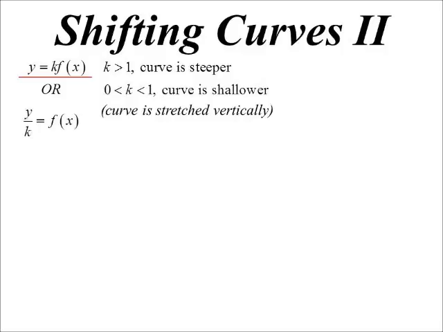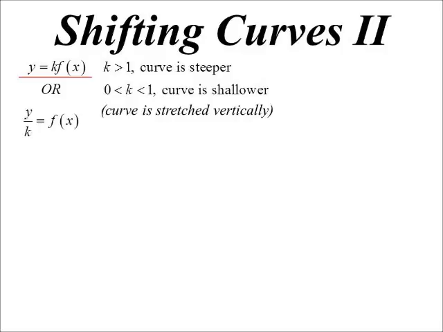Again, we don't worry about negatives because the negative means something else with this. The negative means reflecting one way or the other. So we're really just interested in the number to see if we're getting steeper or shallower. And obviously k equals 1, well, I've got the original curve anyway.